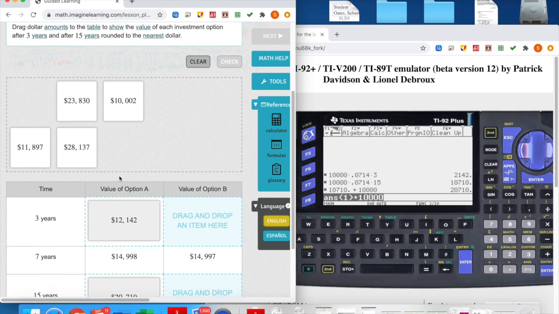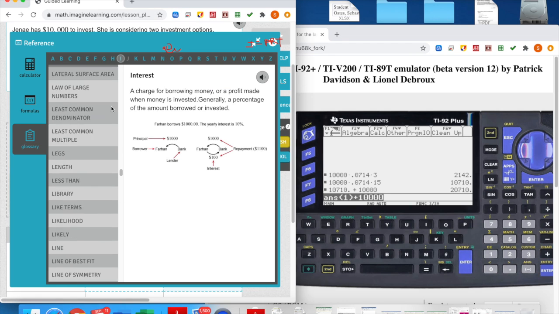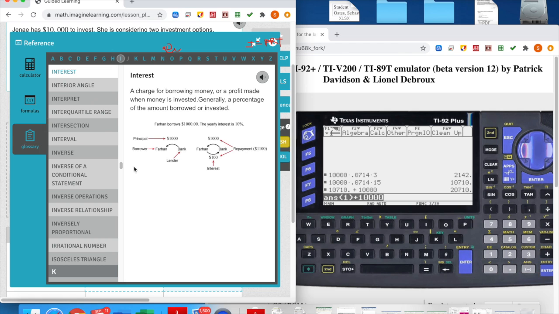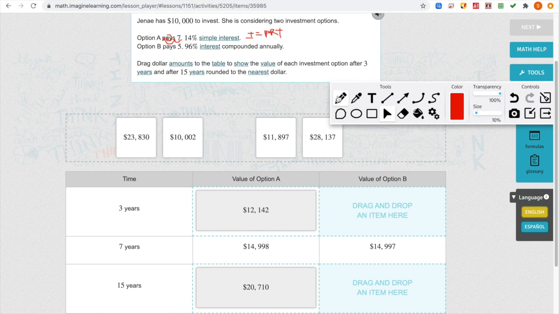So now we're going to solve option B. Option B says compound interest. So we're going to look at that formula again. All right, so I'm going to close it out. I'm going to write the formula for compound interest. The formula is: the total amount is equal to the principal times 1 plus the rate with an exponent of however many years.